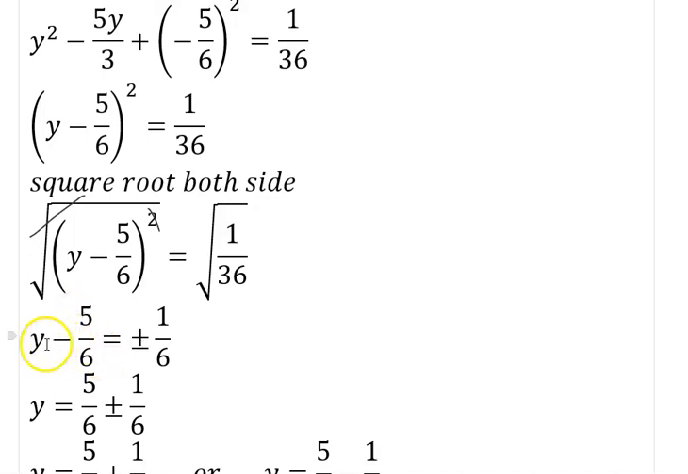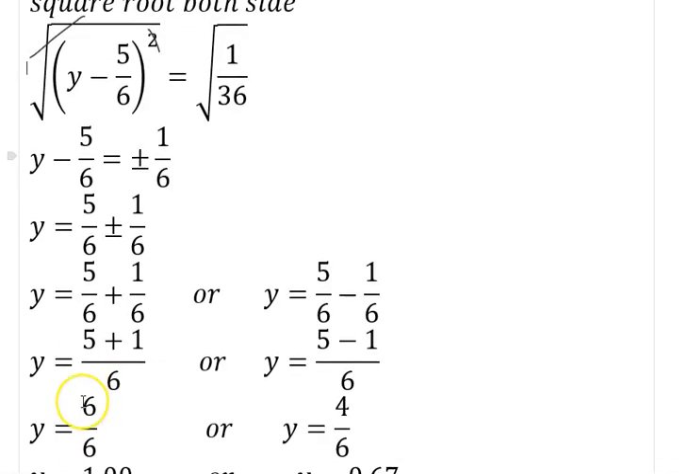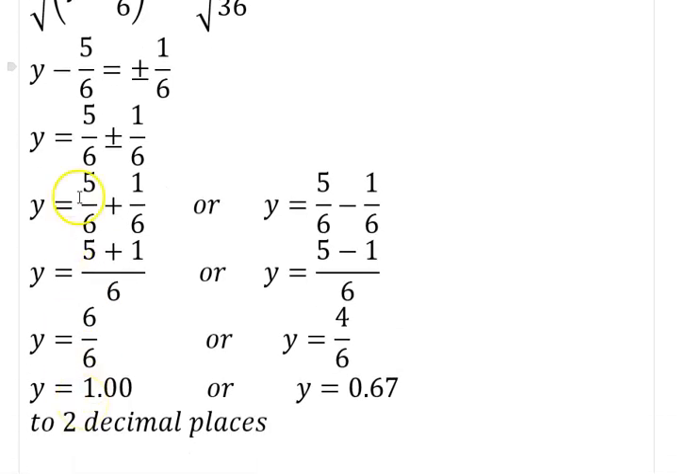Now let's go. Y, because you have minus here, if you transfer this minus 5 over 6 out, it will be what? Plus 5 over 6. Because it has crossed the what? The equality sign. So we will now be left with y equals 5 over 6 plus or minus 1 over 6. You know what this plus or minus means? You solve the plus first, then you solve the minus second. So we are left with what? Y equals 5 over 6 plus 1 over 6, or y equals 5 over 6 minus 1 over 6.